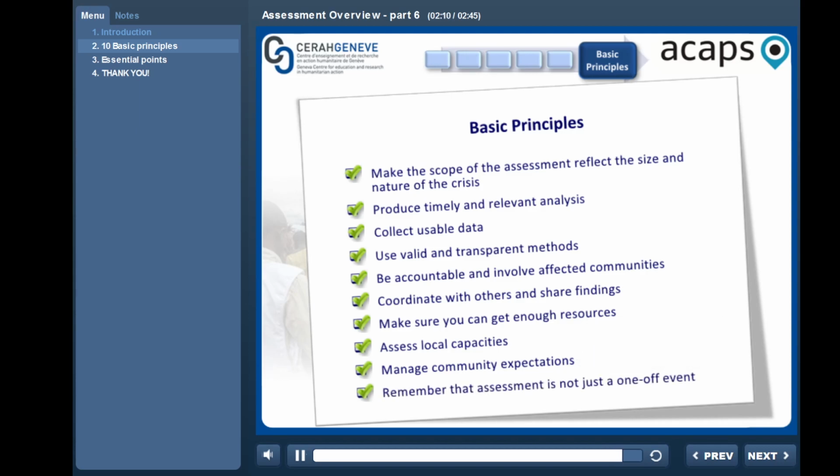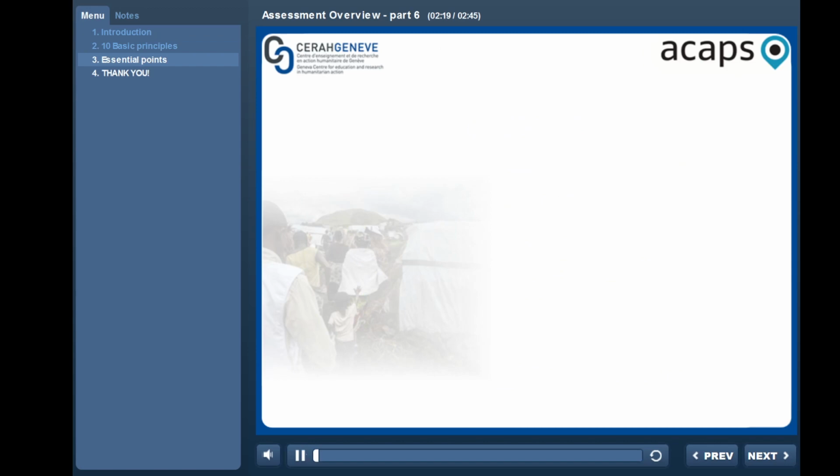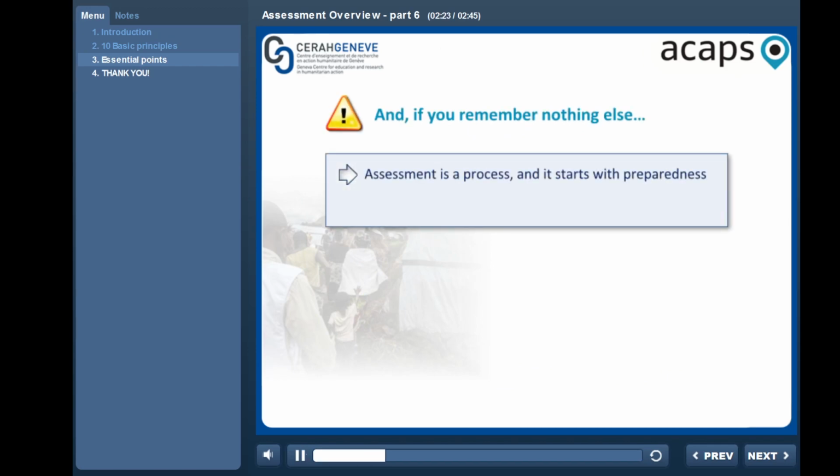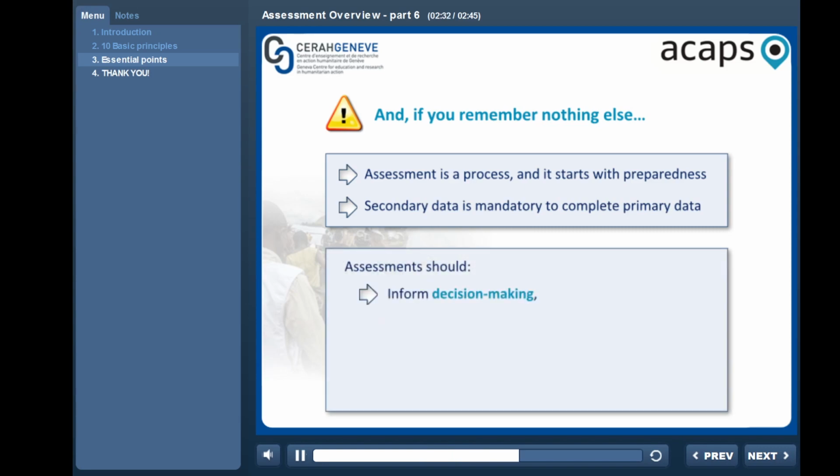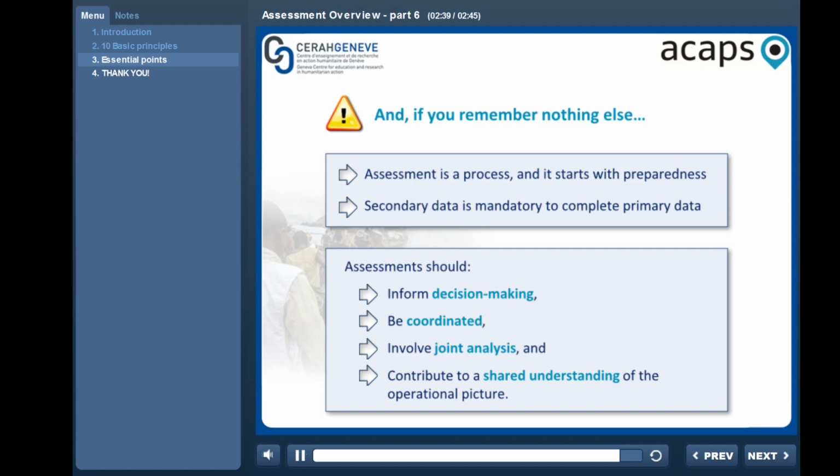Continue assessing the needs throughout the emergency. Collect data in increasing detail and refine the assessment and update your findings as the situation changes. And if you remember nothing else, assessment is a process and it starts with preparedness. Secondary data is mandatory to complete primary data. Assessments should inform decision-making, be coordinated, involve joint analysis, and contribute to a shared understanding of the operational picture.